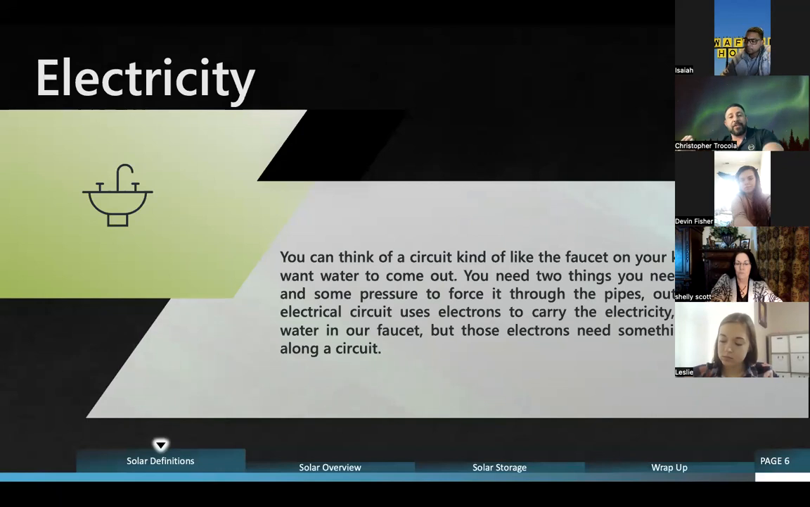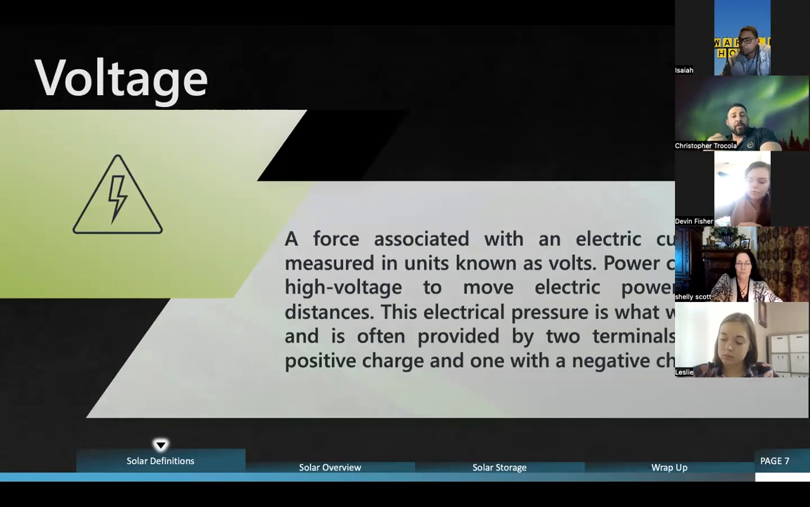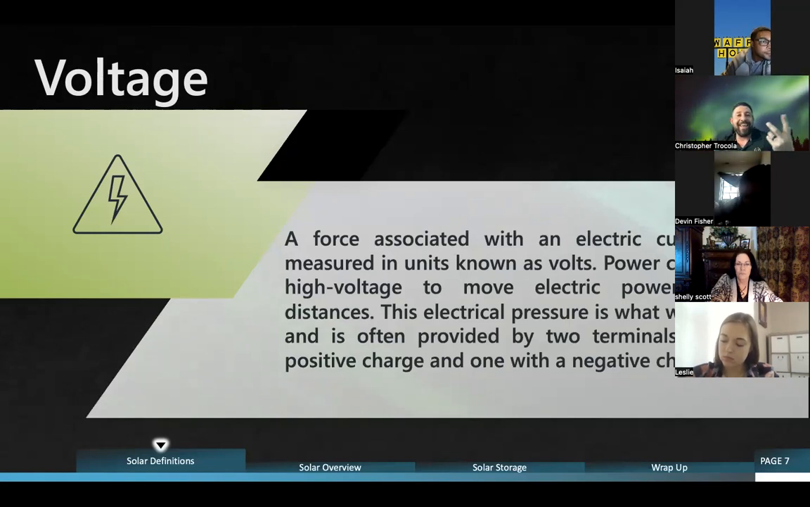So this is where our first definition comes in, voltage. So what is voltage? Voltage is a force associated with an electric current that is measured and known as volts. Power companies use high voltage to move electric power over long distances. This electrical pressure is what we call voltage and is often provided by two terminals, one with a positive charge and one with a negative charge. Give you guys a second to write that down.